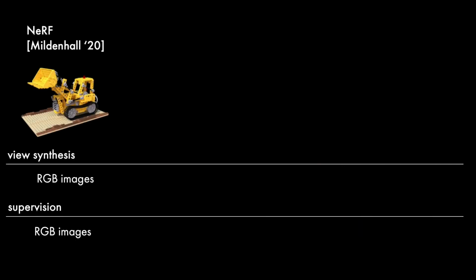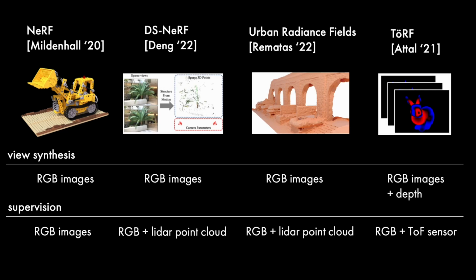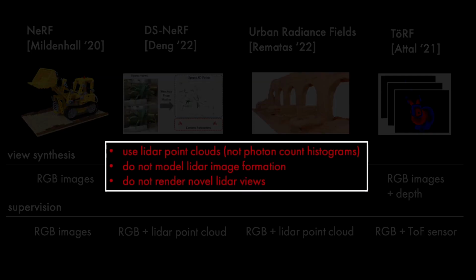Our work builds on neural radiance fields, which have become a ubiquitous tool for modeling scene appearance and geometry for multi-view imagery. Recent NeRF-based methods, such as depth-supervised NeRF, Urban NeRF, or time-of-flight radiance fields, also explore using LiDAR or depth sensor measurements. However, DS-NeRF and Urban NeRF focus on rendering RGB images and use LiDAR-derived point cloud data only as auxiliary supervision. TöRF incorporates measurements from time-of-flight sensors, which are distinct from LiDAR. Thus, none of these methods incorporate the underlying image formation model of the LiDAR or render LiDAR measurements from novel views.